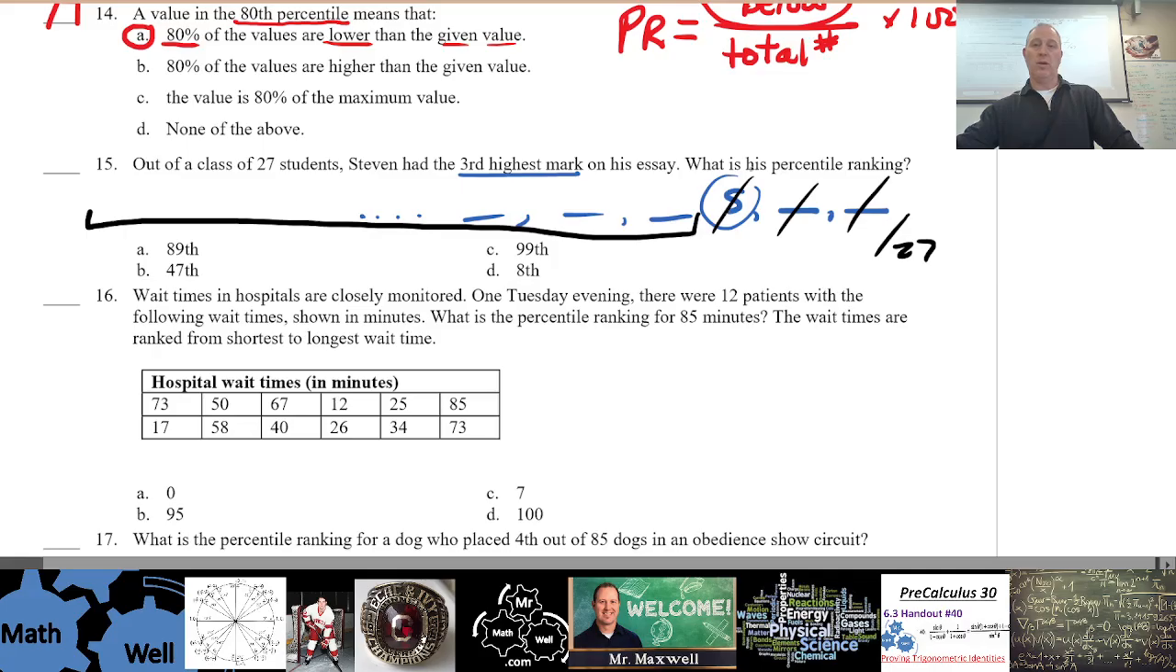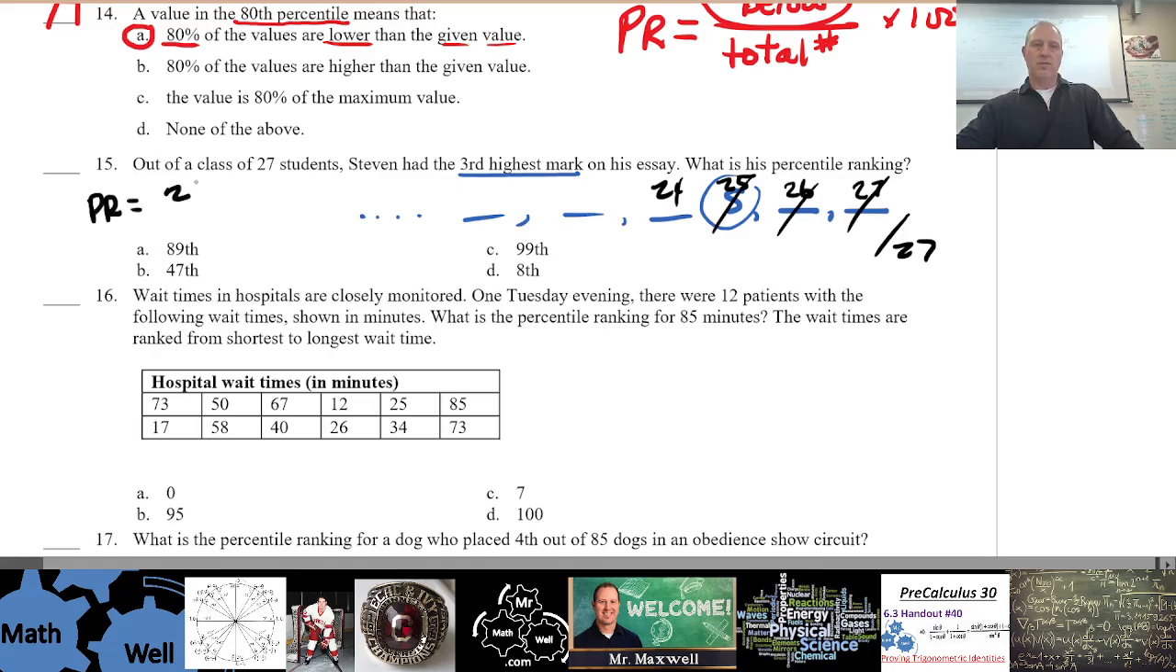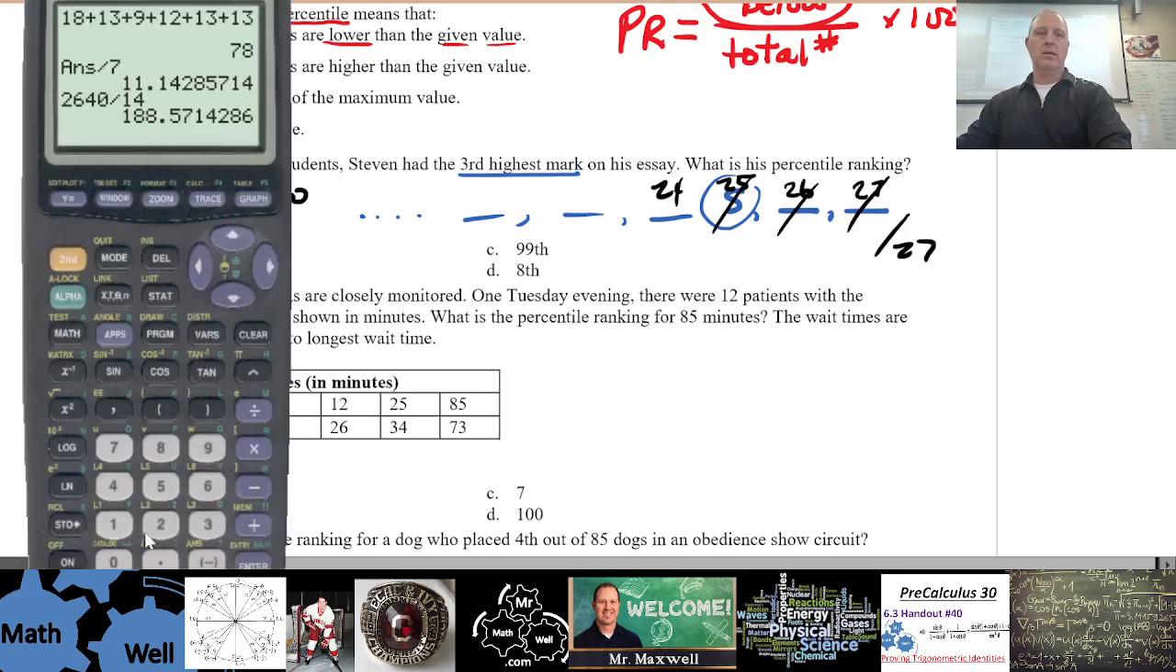24. Okay, so this is 27, 26, 25. This is the 24th one, right? So that's 1 to 24. Very good. So how you calculate this percentile rank is 24, that's how many are below Stephen's mark, divided by a total of 27 times 100. So that's going to be 24 divided by 27 times 100.